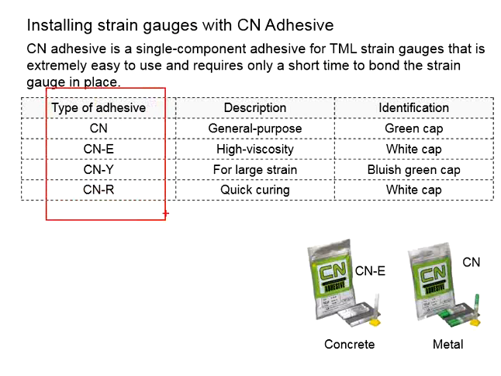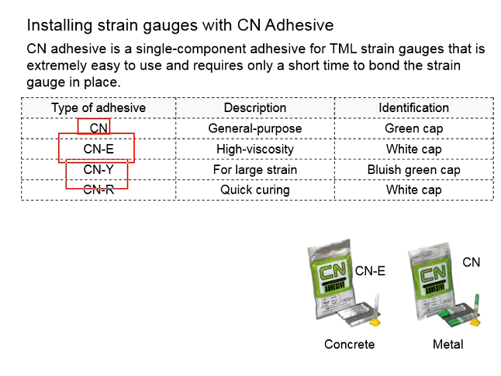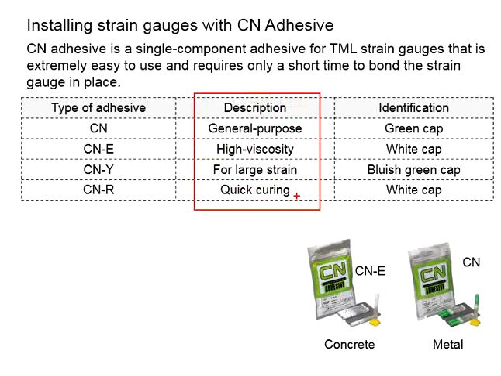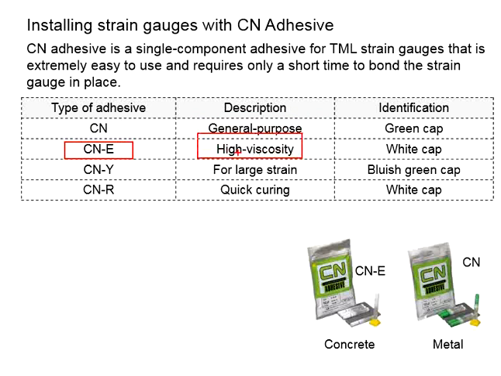There are four main types of CN adhesive: CN, CNE, CNY, and CNR. These are the characteristics and descriptions of this adhesive. CN is for general purpose. CNE has high viscosity. The viscosity is referring to the state of a fluid in terms of the flowability. Next, CNY is for large strength and CNR is for quick curing.